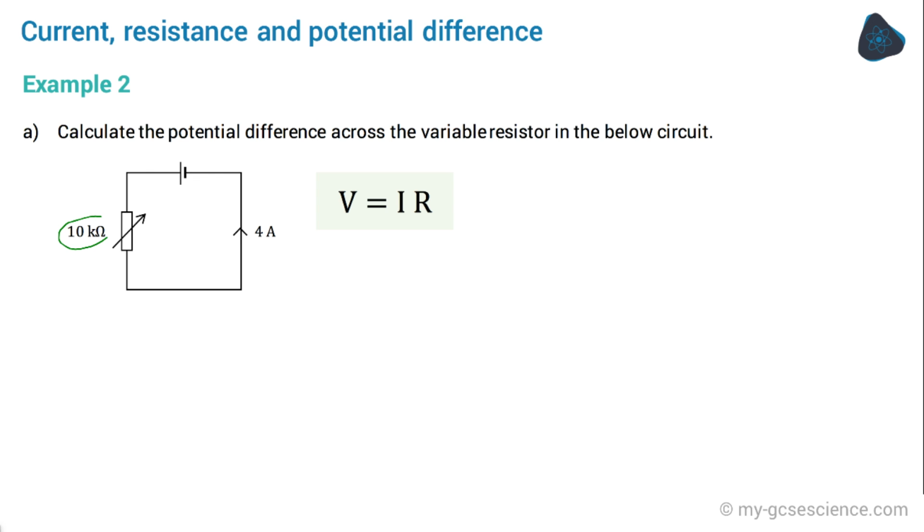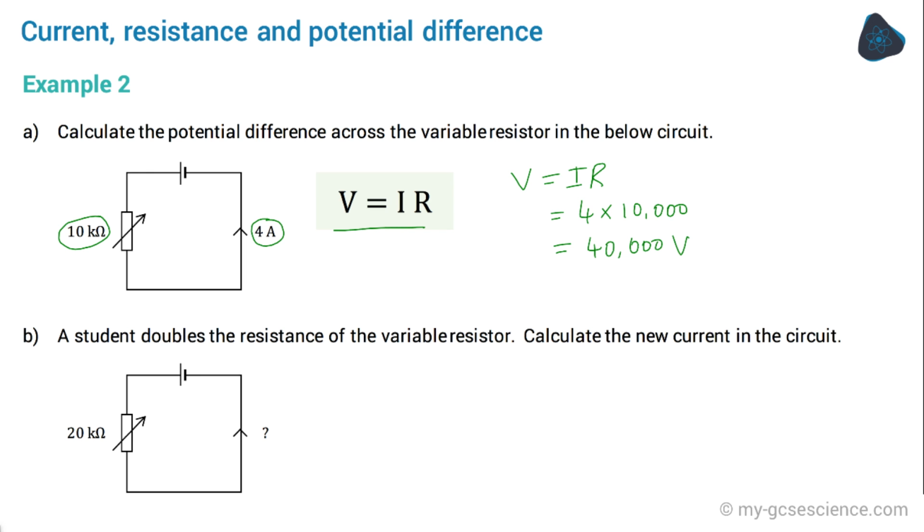Here is our variable resistor, which has a value of 10 kiloohms or 10,000 ohms as we know. And the current through it and around the rest of the circuit is 4 amps. So it's just a matter of substituting those simple values into V equals IR. So let's go ahead. So V is equal to 4 times 10,000, which gives 40,000 volts, or 40 kilovolts if you want to get fancy. Right, let's look on to part B.